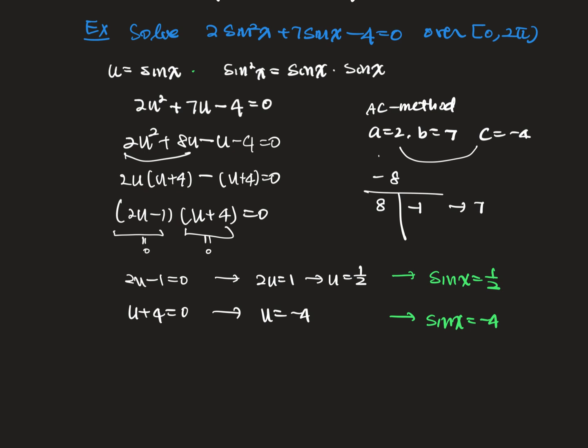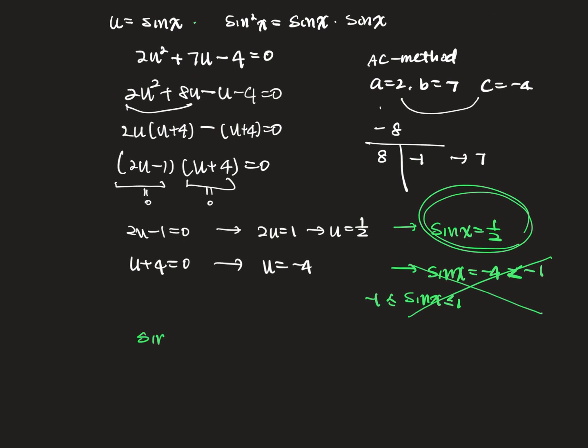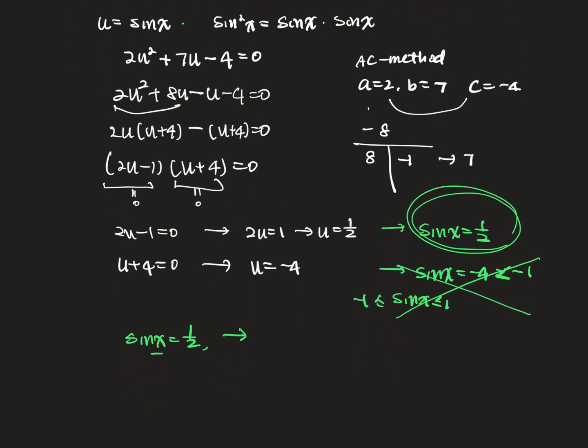Oh, what happened? Sine x is always between negative 1 and 1. Negative 4 is less than negative 1, so this one has no solution. So we only think about sine x equals one half. For x between 0 and 2 pi, in quadrant 1 and quadrant 2, x equals pi over 6 and 5 pi over 6. That's how to solve a trigonometric equation with quadratic form.